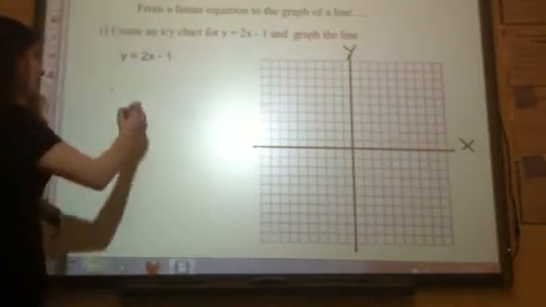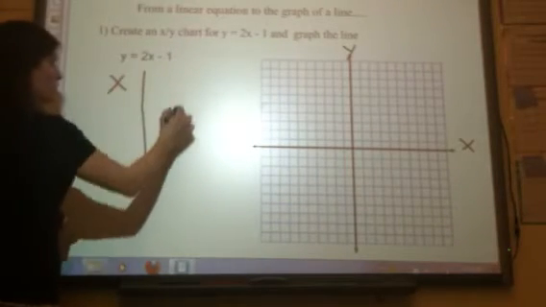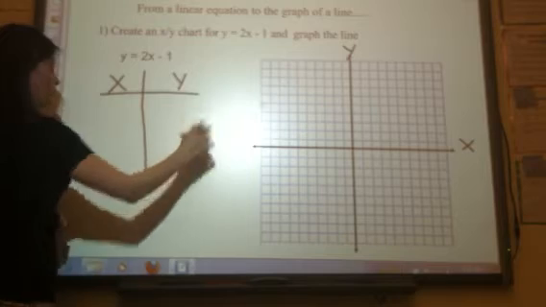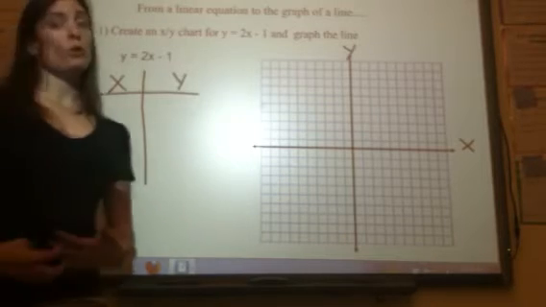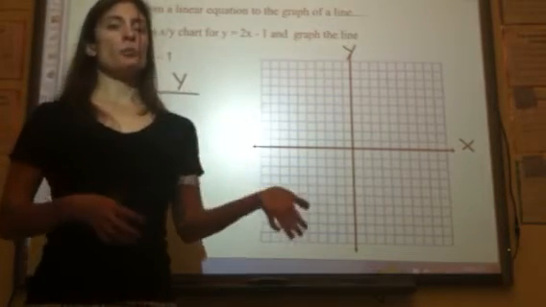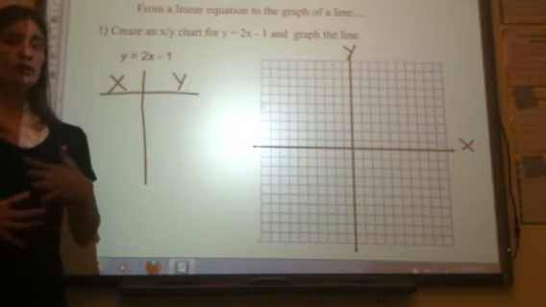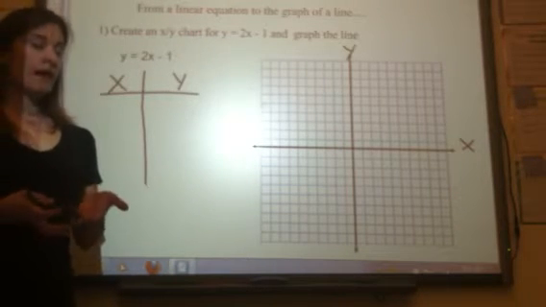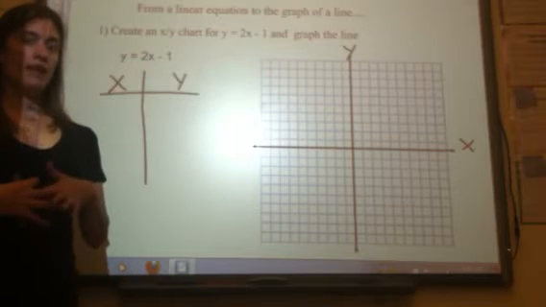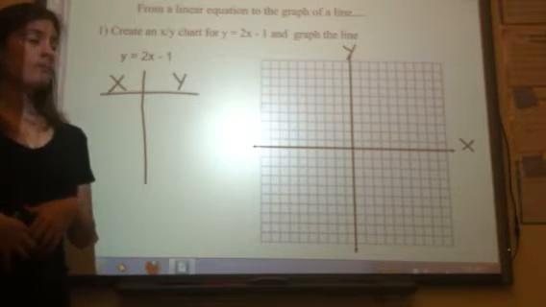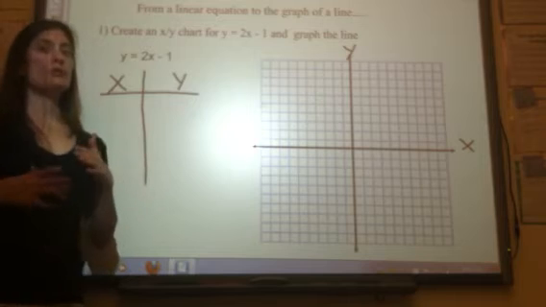And in order to do that, you're going to create what we call an XY chart. This XY chart is going to help you organize the values that you put in for x, which you choose, and then in return what you get out for y. So your input is your x value, your output is what you get out of that equation, which is your y value. You may pick any x value you choose.